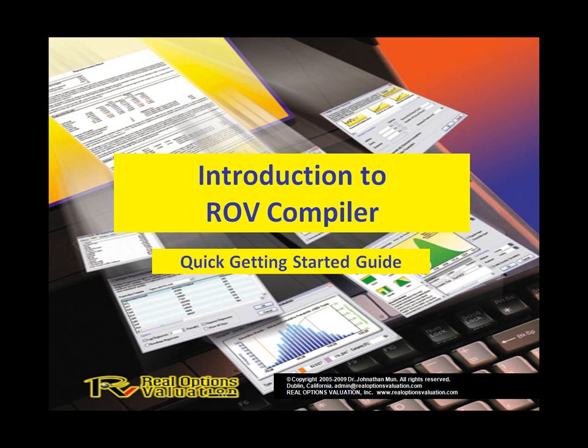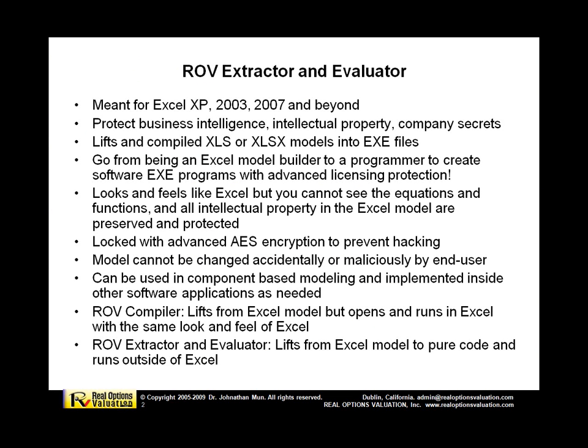This Getting Started video introduces the ROV Compiler software developed by Real Options Valuation Inc. This software is meant to be used to convert Microsoft Excel XP 2003 and 2007 files, extracting an existing Excel model into pure mathematical relationships and code, such that the same model can be used as usual, but the intellectual property or the IP of the model is protected.